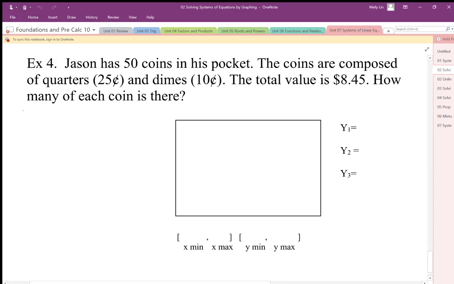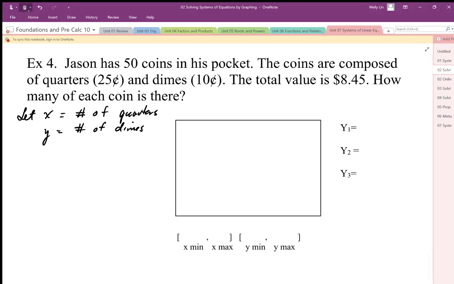So we're going to let x equal the number of quarters, and we're going to let y equal the number of dimes. Now this problem can be solved in actually two ways, because we need to make a relationship of the number of quarters and the number of dimes. We can make this relationship with the number of coins. So that's one relationship. And we can make another relationship based on the total value of the coins.